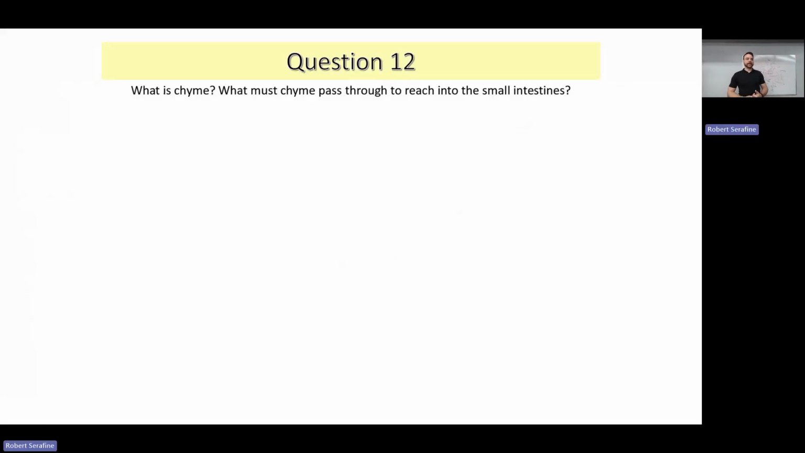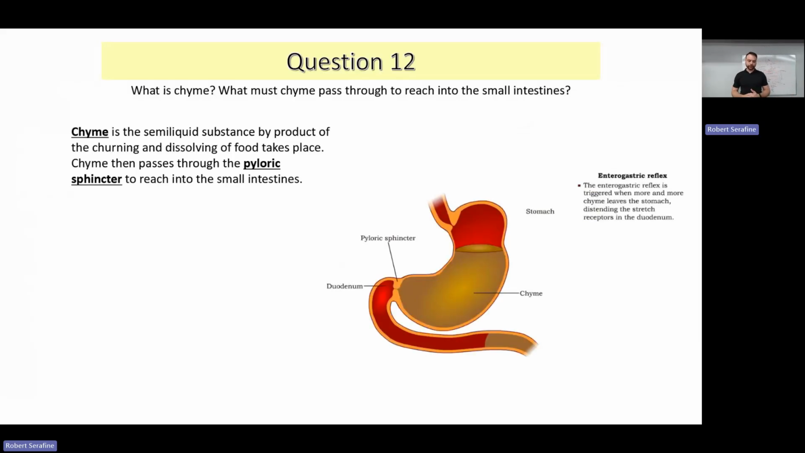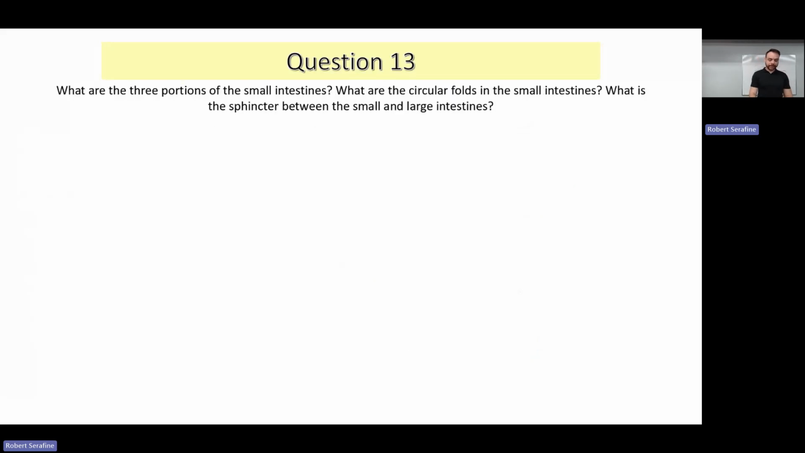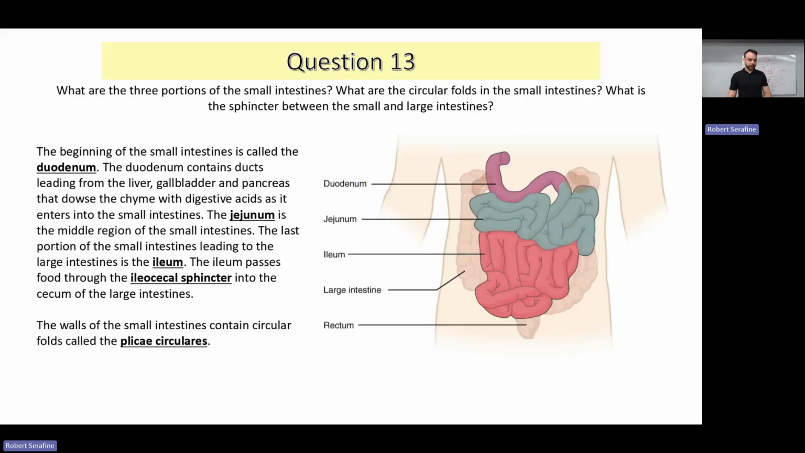So once the stomach has churned food and dissolved it into a liquid paste, we call that chyme. And so moving into the next section of the digestive tract, we must pass through the pyloric sphincter, which is going to take us into the small intestines. The first part of the small intestines is the duodenum. So the duodenum is our shortest section of the small intestines.